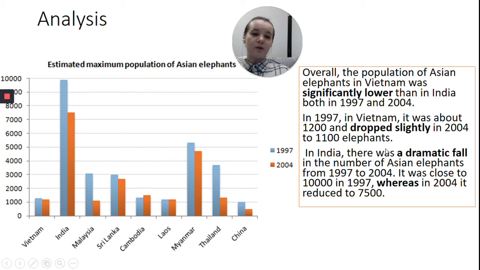So that's what I suggest you do. You revise the language of comparison, comparative adjectives and adverbs, and the language of change. There's a whole section in the book on how to describe trends and the language of change. All right.